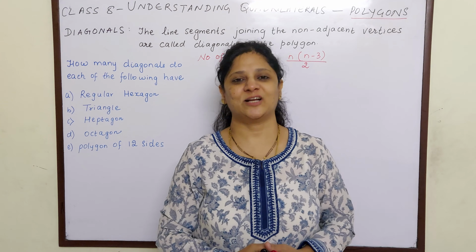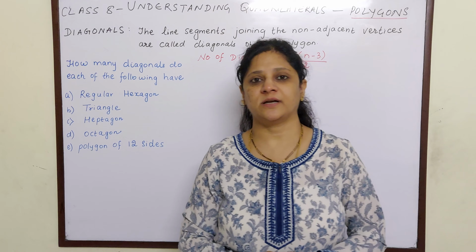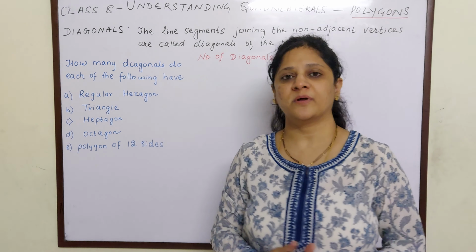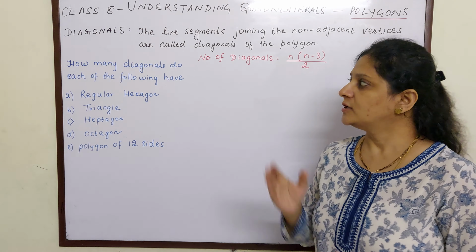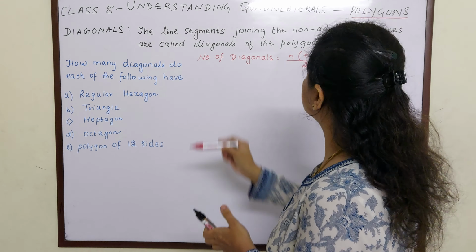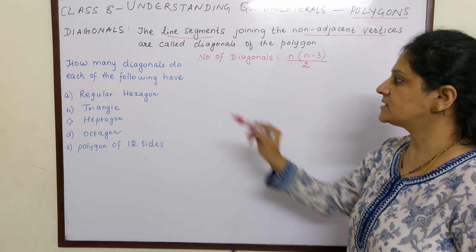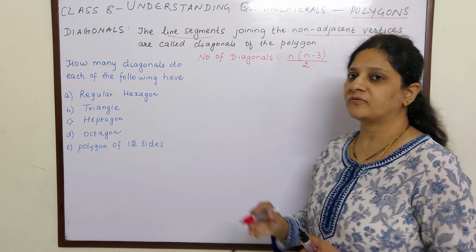Hello children, welcome back, and today in polygons we are going to study how to find the number of diagonals in a polygon. So let us understand what diagonals are first. The line segments joining the non-adjacent vertices are called the diagonals of the polygon.